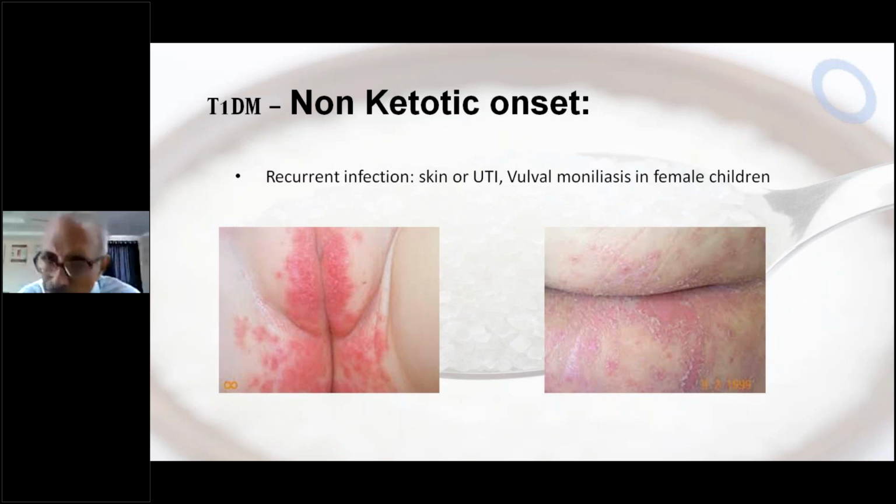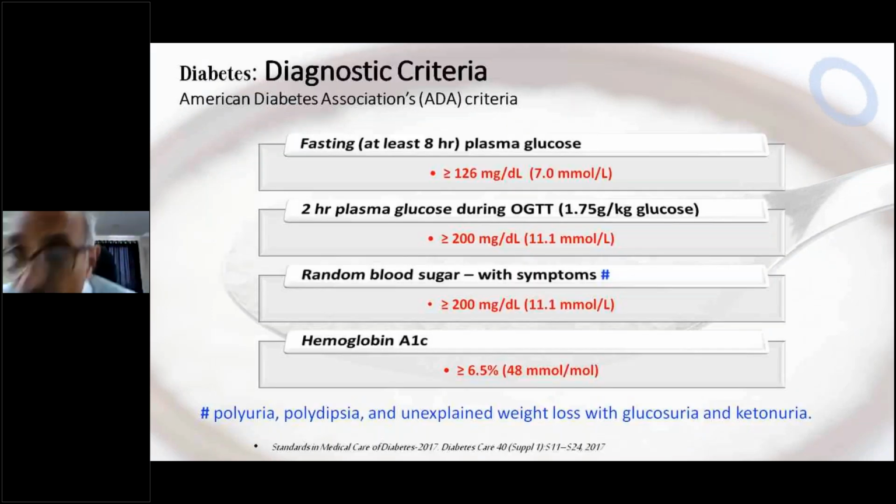Suppose the child is coming with repeated skin infections, you must keep in mind, could this have something to do with repeated urinary tract infections in a child? You must think of the possibility of diabetes. So not only suspicion, you have to diagnose it. Actually, this is the American Diabetes Association's final diagnostic criteria. Fasting, that means a minimum of 8 hours. Fasting plasma glucose more than 126.